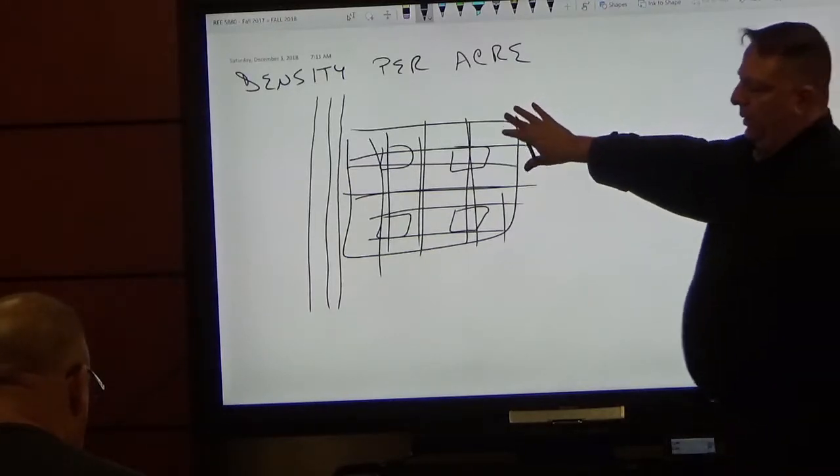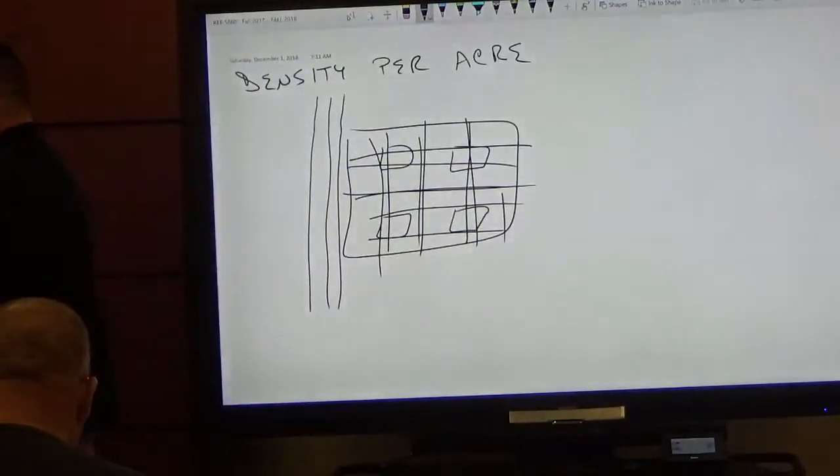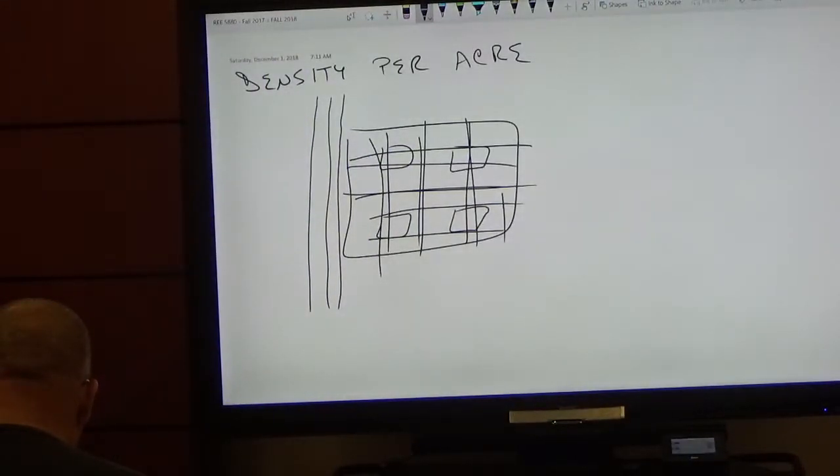Okay, so the final point with this density per acre thing, first of all, just to make sure that you all know this, how many square feet are in an acre of land? Everybody should know this. Okay, 43,560 square feet in an acre. Okay, you need to remember that.